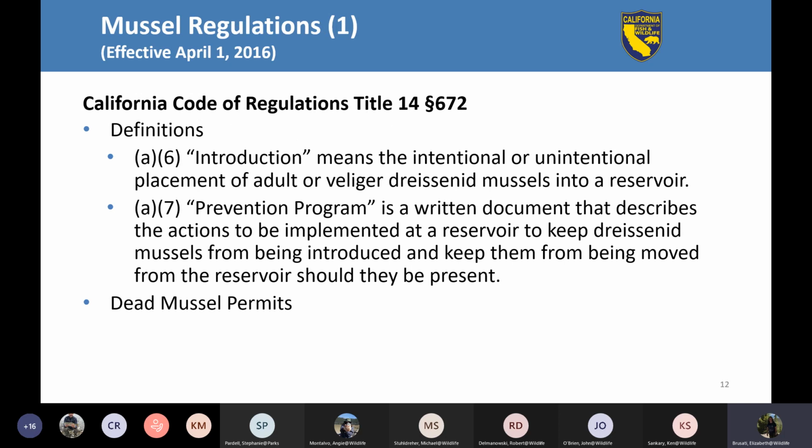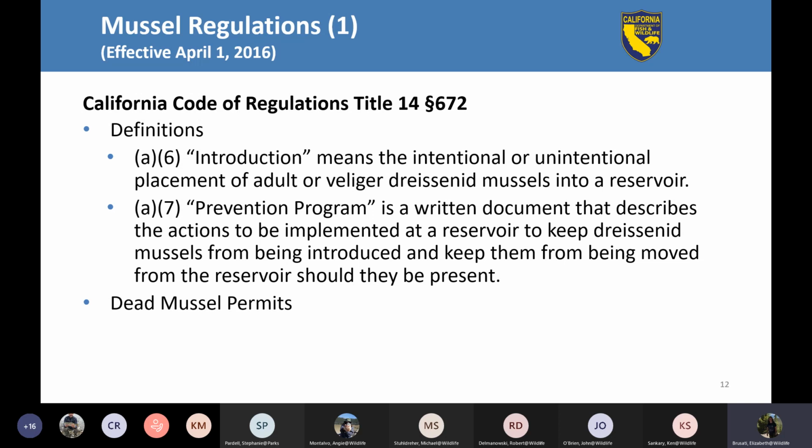In addition to the code sections, there are also sections in the California Code of Regulations, Title 14, that go along with this. It provides definitions to explain what an introduction means, and an introduction in terms of state law refers to either intentional or unintentional placement, and it can be adult or veliger Dreissenid mussels into a reservoir. And a prevention program, according to the regulations, is a written document describing the actions to be implemented at a reservoir to keep Dreissenid mussels from being introduced and to keep them from being moved from the reservoir should they be present. So that's the prevention plan that we're referring to throughout this webinar.